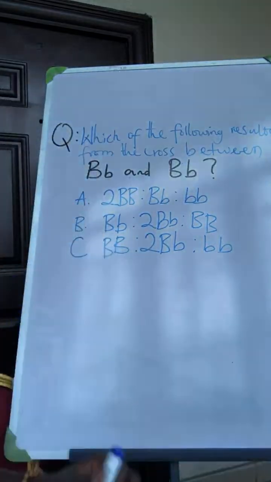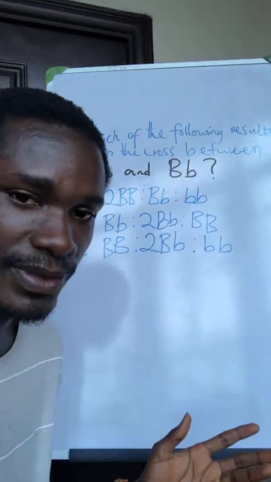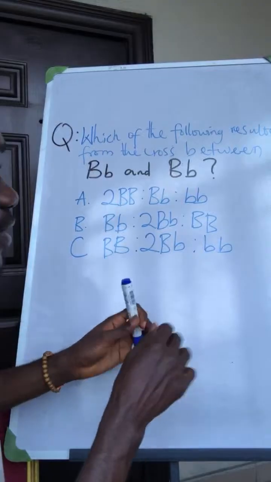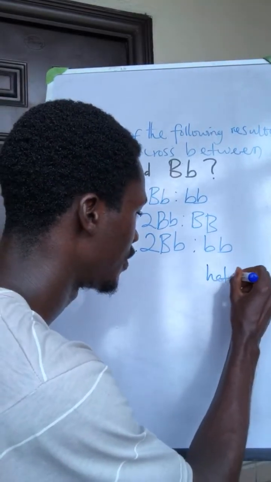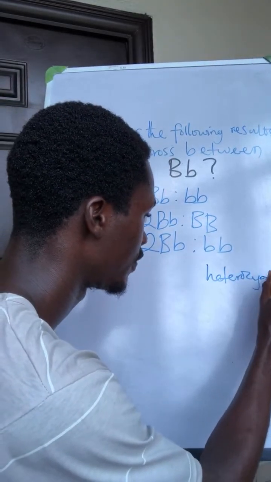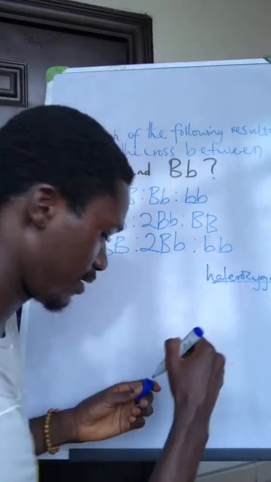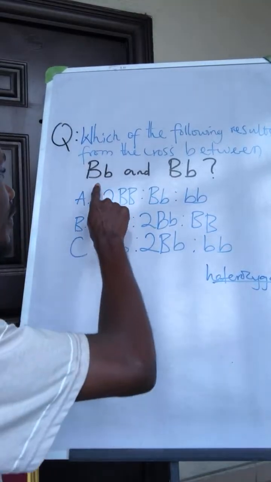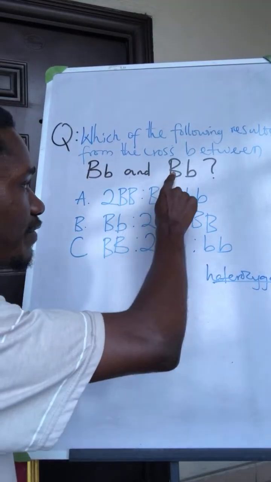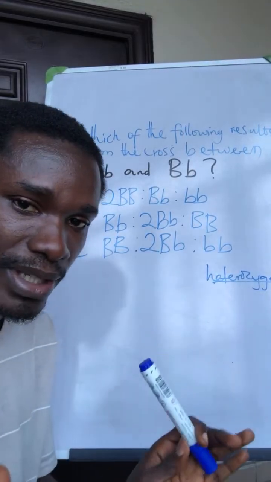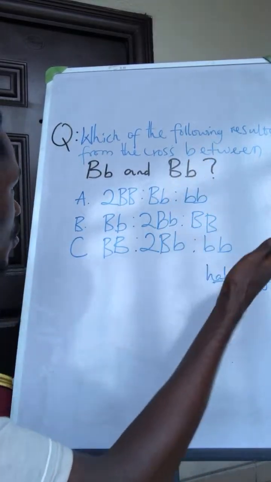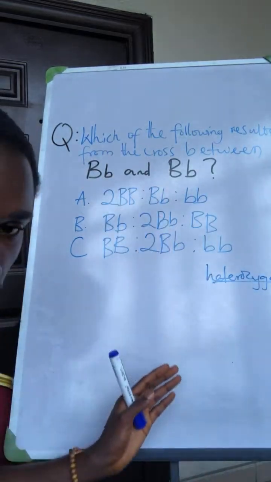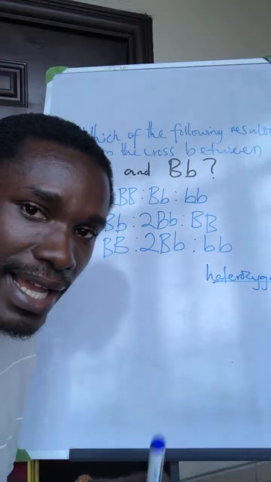Now, let's look here. When you see this kind of question, you already know that the parents are heterozygous, which means that their gene combinations are different. This is having big B and small b. This is having big B and small b. We're not going to explain in detail. We just want to answer the question. Which of the following results from the cross between these two? So when you cross these two, what are you going to get? That is what they're asking.